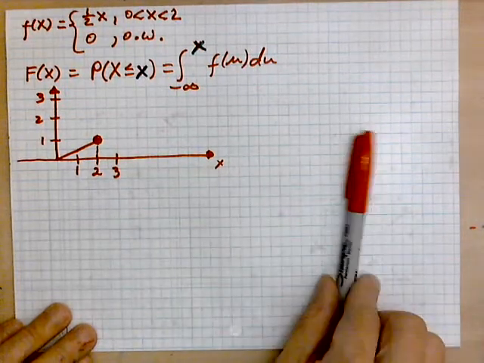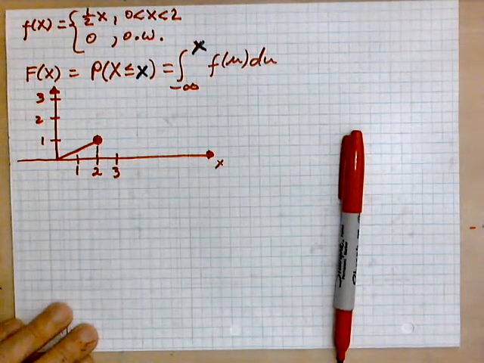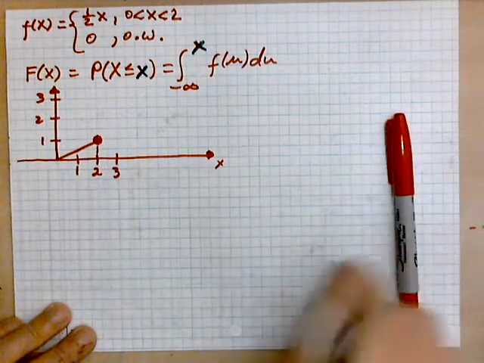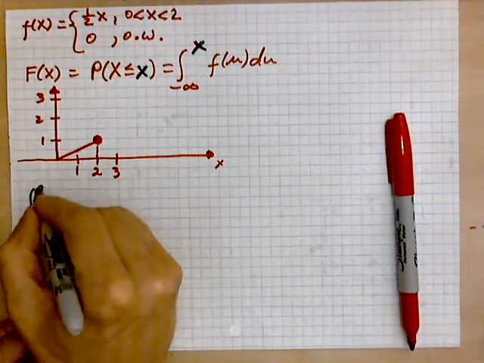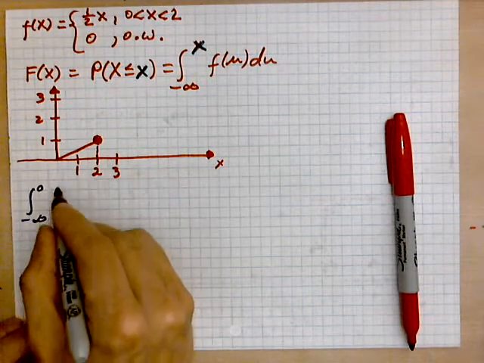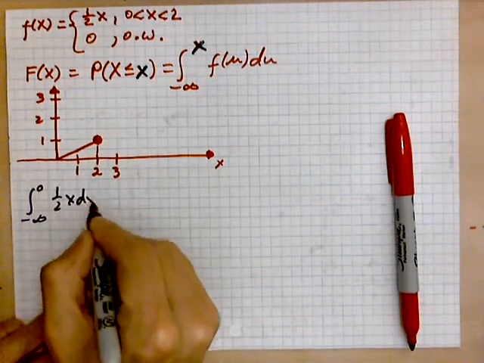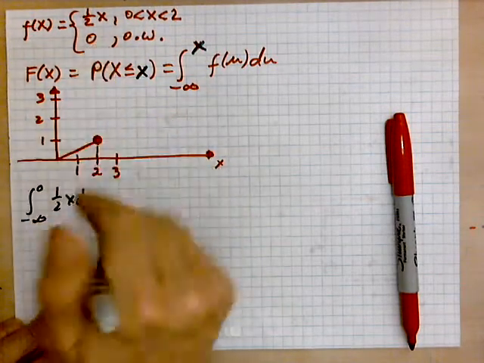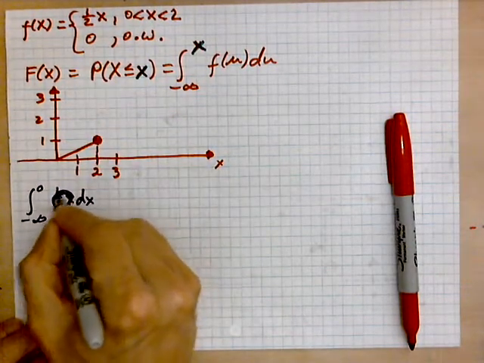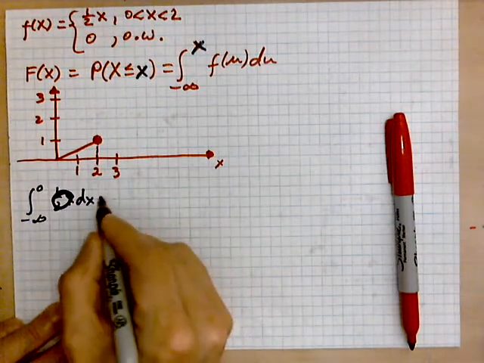Okay, so let's go through that procedure. Let me grab a Sharpie. From negative infinity up to 0, 1/2 x dx is 0, right? So in other words, I am integrating 0. And the integral of 0 is still 0.